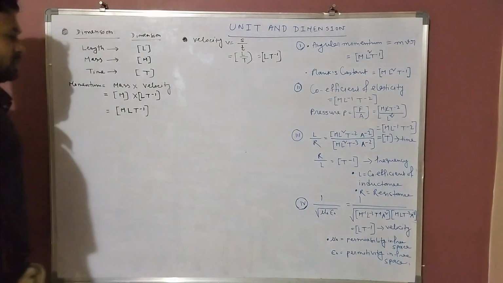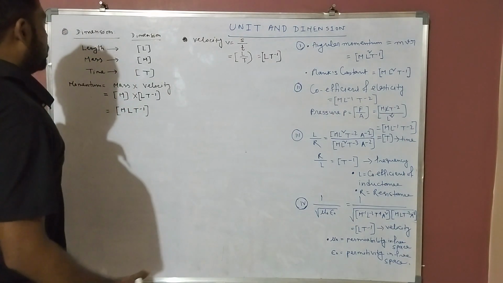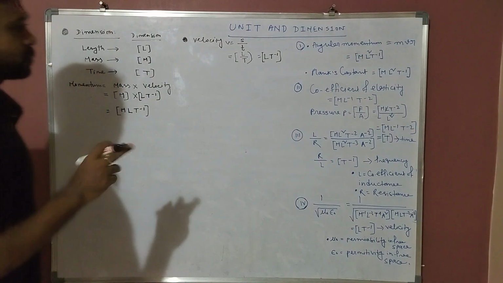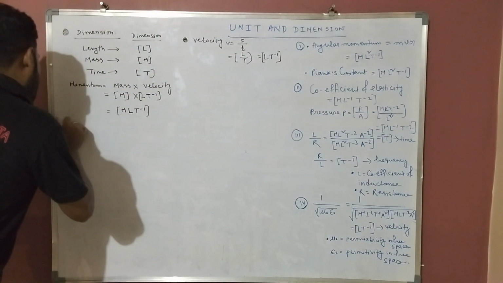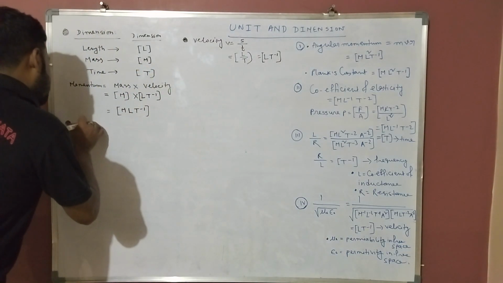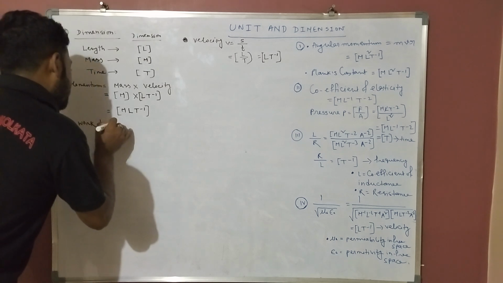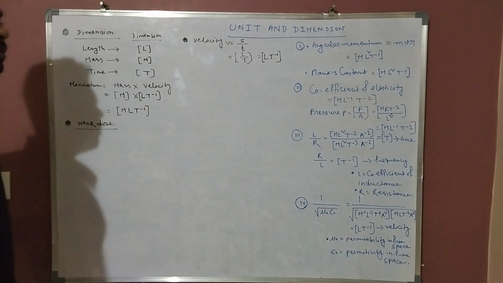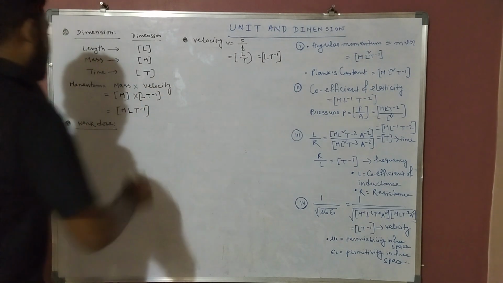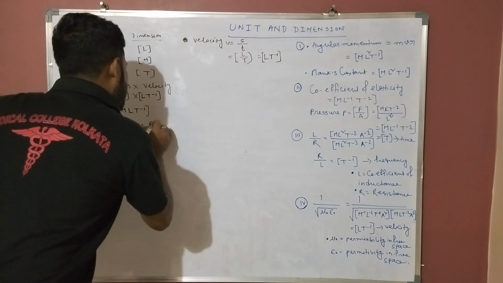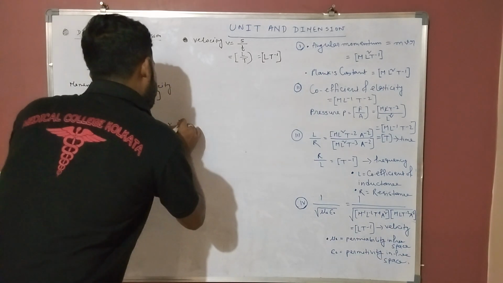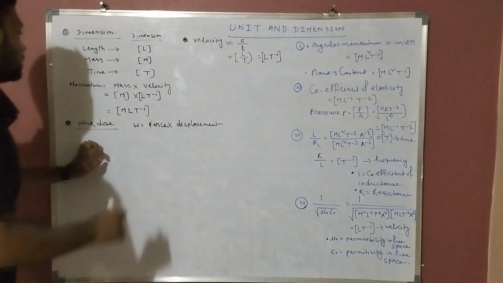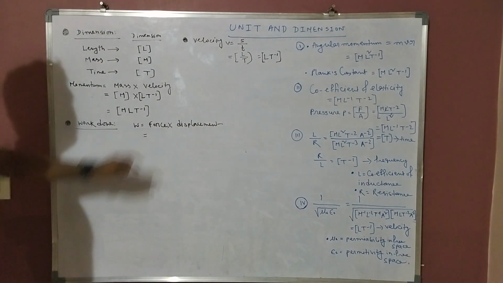From dimension analysis, you can find out other dimensions also if you know the mathematical expression. Suppose, what will be the dimension of work done? At first you have to know the mathematical expression of work. Work is equal to force into displacement. We know force into displacement. So what will be the dimension of force?